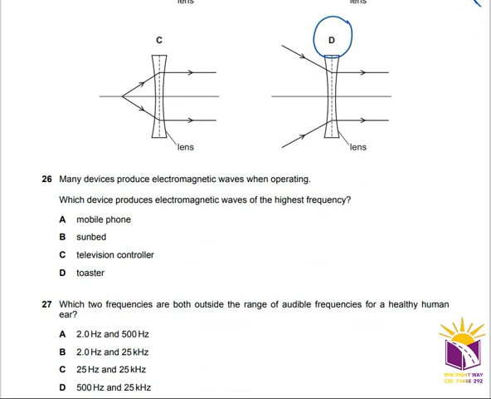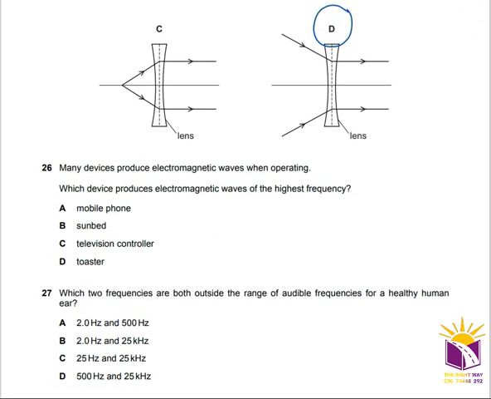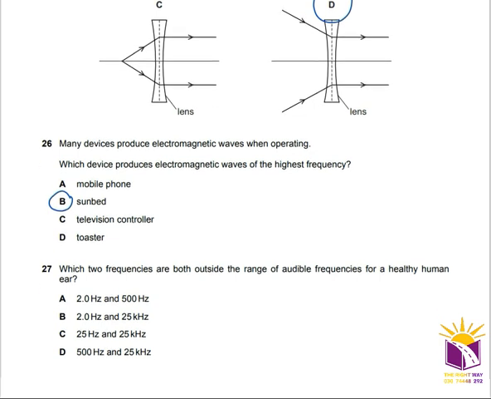Many devices produce electromagnetic waves when operating. Which device produces electromagnetic waves of the highest frequency? Mobile phone, sunbed, television controller or toaster? I know that it is the sunbed, because for a sunbed we use ultraviolet radiation, and ultraviolet radiation has the highest energy, and the higher the energy, the higher the frequency. So sunbed is the right option.